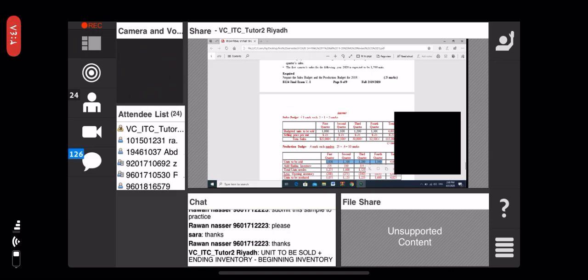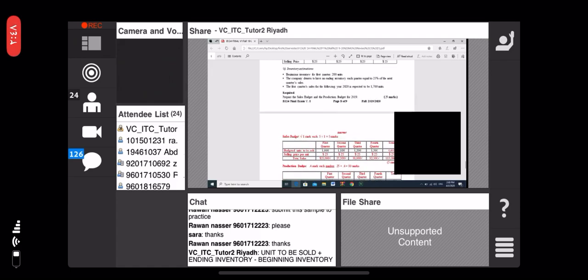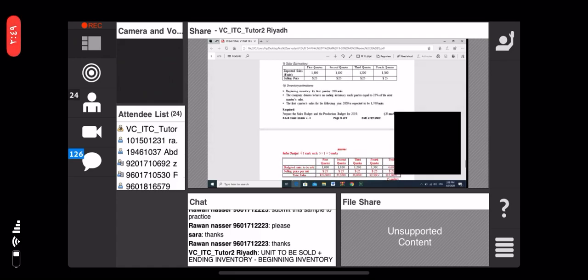Okay, this is the equation for how you can prepare a production budget. Units to be sold is available in the following information. Now, for the ending inventory, you will get a message. This is the message for the ending inventory. Do you see where I mentioned it?